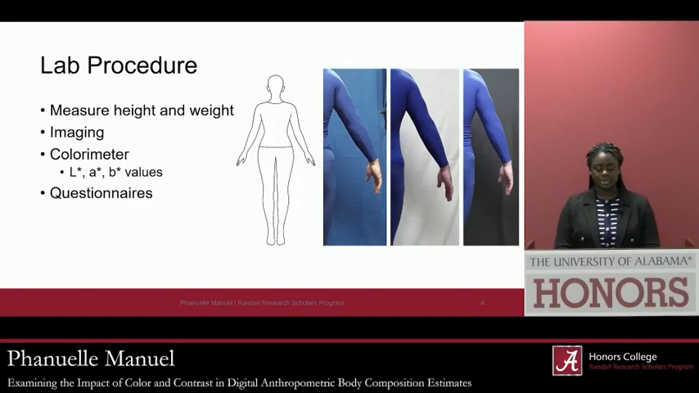Next is the colorimeter. A colorimeter measures skin pigment and melanin content. The readings are taken from the inner upper arm, shoulder, hip, and mid-thigh. The colorimeter returns 3 values, L, A, and B. The L is for luminance, which essentially measures the brightness of the color. A is for the green-red scale, so if the number is more negative, it leans towards green, more positive leans towards red. The B is for the blue-yellow scale, so more negative leans towards blue, more positive leans towards yellow.